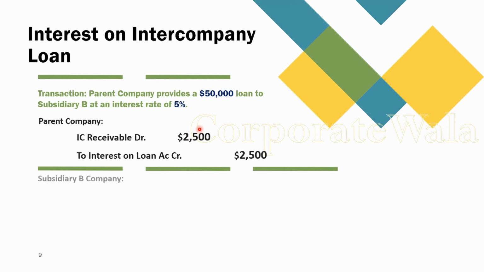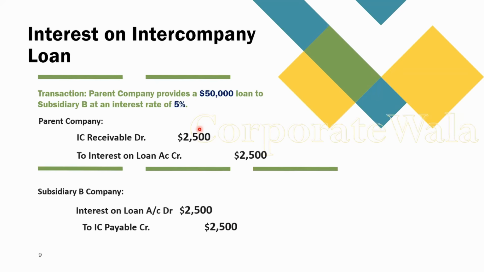Now moving ahead, what will be our entry in subsidiary company? So like parent company has created a receivable and income, subsidiary company needs to book an expense and payable. So what will be our entry? Interest on loan account debit, which is our expense, to intercompany payable account, which is our current liability. And again, this is the accrual entry because we are assuming that the payment has not yet been made.